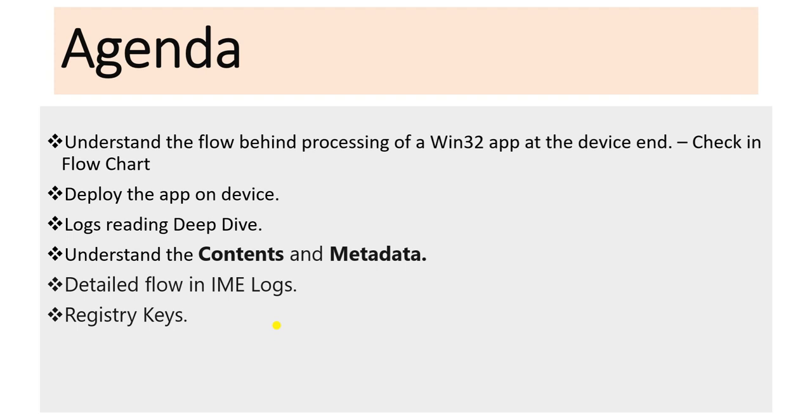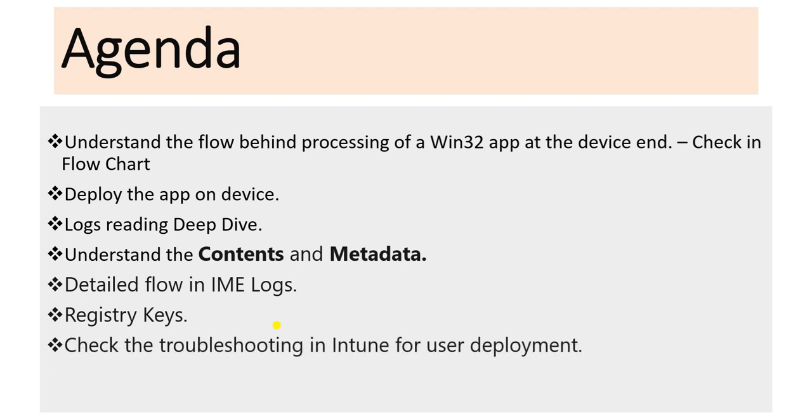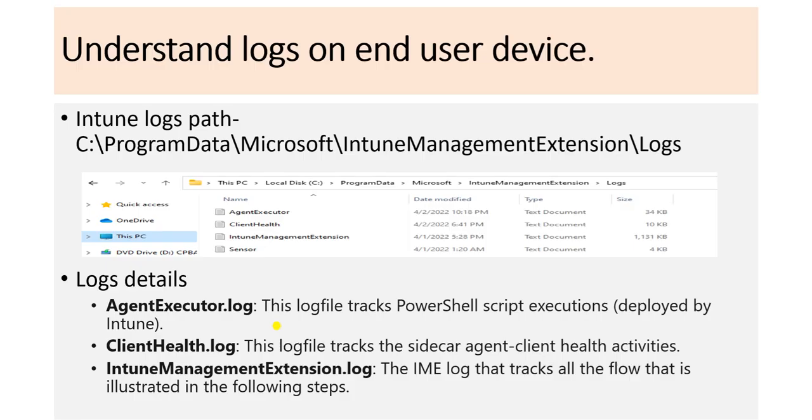Then the registry keys, we'll try to understand which registry keys are going to help us troubleshoot the package deployment. And then we check the troubleshooting in Intune of the user deployment. So we can check a few of the troubleshooting steps from the Intune console as well. And then the final check is the app status. After deploying and going through all these steps, what is the final status of this application?